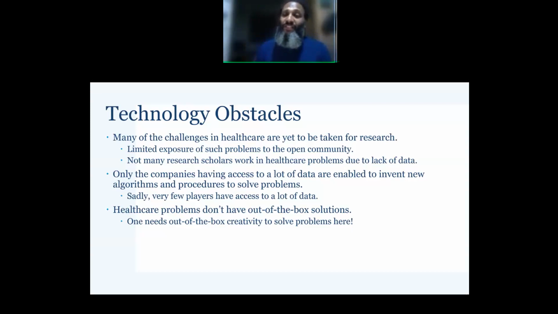Until that happens, healthcare will move very, very slow in terms of solving technology obstacles. So if you want to solve a problem yourself, you are on your own. You are definitely on your own. Whatever open source healthcare solutions you find online are all based on PubMed. None of it is based on EHRs.